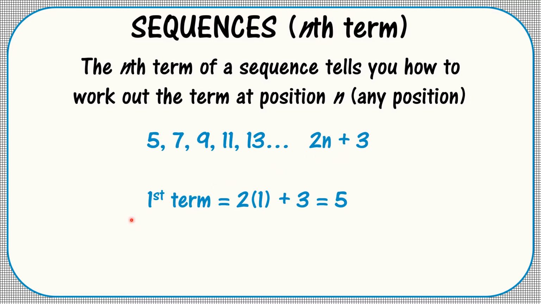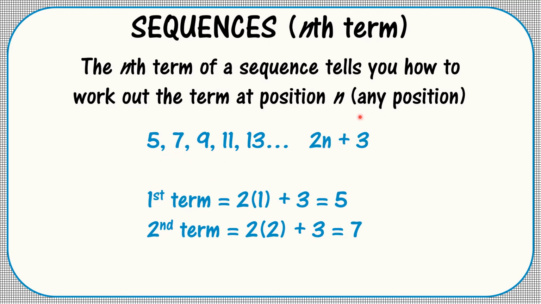So the first term is basically 2 times 1, because this 1 is the term we're looking for. We're looking for the first term. So 2 times 1 plus 3 equals 5. And as you can see, the first term is 5. If you want to look for the second term, it's 2 times 2. So you're replacing this n with whatever number term you're looking for. So it's 2 times 2, which is 4. 4 plus 3 equals 7. As you can see from the sequence, the second term is 7.